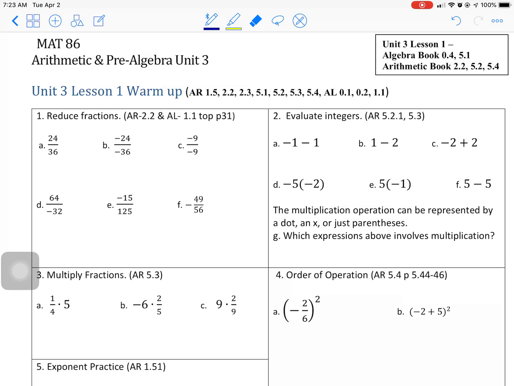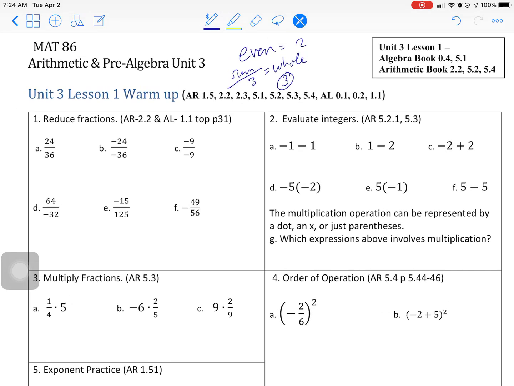Remember our divisibility rules. If the last digit is even, it's divisible by 2. If you sum the digits and divide by 3 and it comes out to a whole number, then it's divisible by 3. And if the last digit is a 5 or a 0, it's divisible by 5. Divisible as in you get a whole number when you divide it by.